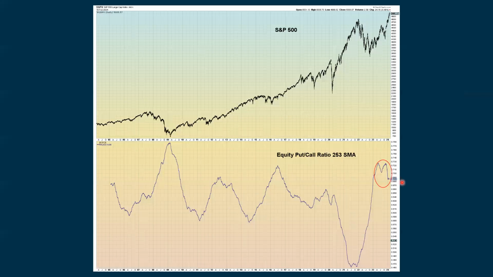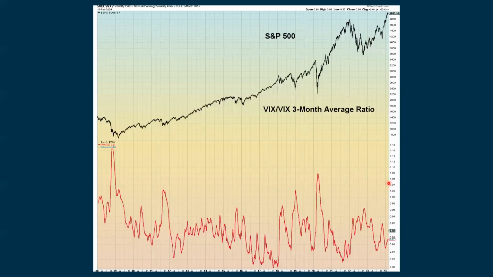these would end up being support if we really start to decline. We're bouncing around a little bit with our 253 period equity put call ratio. And when this goes down, that tends to be positive. When it goes up, that's more negative. And it's still trying to figure out what it wants to do.